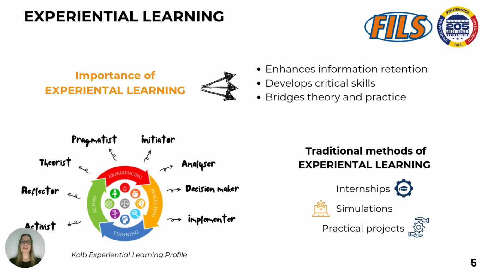So, for example, we have the activist who likes to jump straight into new activities and learn by doing, while on the other hand, the reflectors always take a step back and think and observe before taking action. The key idea with the Kolb theory is that everyone learns in their own way, and this is why experiential learning is important, because it can improve your memory and boost your engagement and so on, all of that with the help of traditional methods like internships, simulations, or even practical projects.